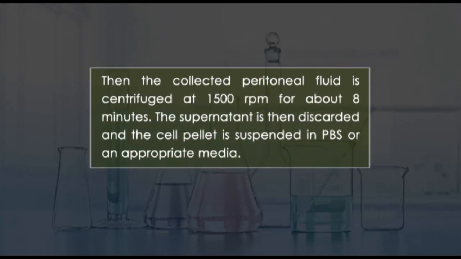Then the collected peritoneal fluid is centrifuged at 1500 rpm for about 8 minutes. The supernatant is then discarded and the cell pellet is suspended in PBS or an appropriate media.